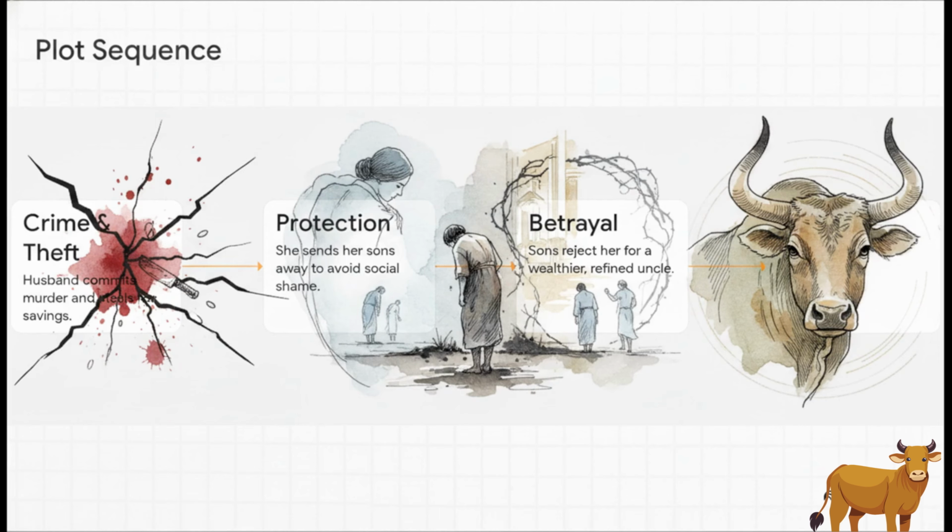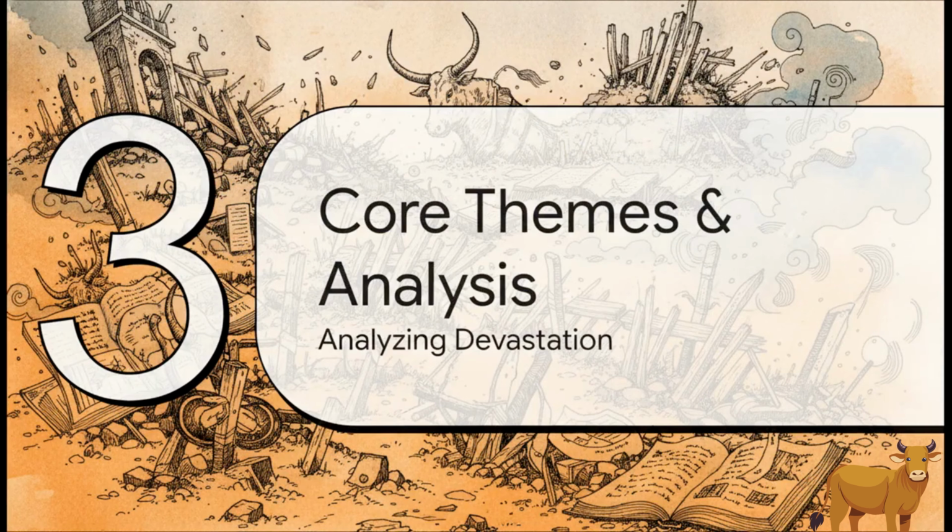Then comes the ultimate betrayal. When they're exposed to a wealthier uncle's refined world, her sons actually begin to view their labor-worn mother as an embarrassment. They cruelly reject her. And after all that, she just stoically endures, returning to her quiet, ox-like labor right up until her life quietly ends. Let's shift gears to section 3, core themes and analysis. It's time to deconstruct the devastation.